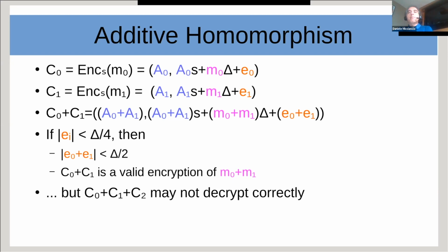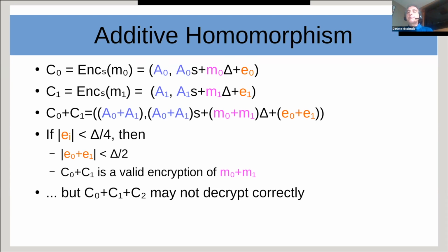and if you add them up, you will see that if you factor out S and delta, the final result is an encryption of the sum of the two input messages, M0 plus M1, with an error which is also the sum of the two input errors. So if the input errors are less than delta over 4, the final result will have an error which is less than delta over 2 and can be decrypted.